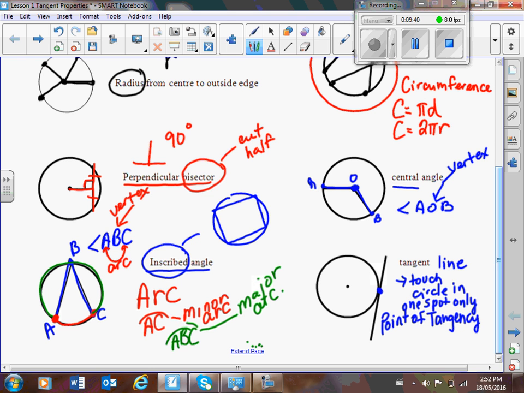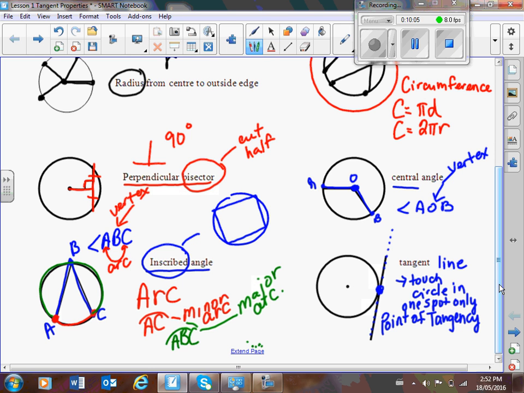What you should see is that this line here touches this circle just in this one spot here. That's my point of tangency. And we're going to learn a bunch of different theorems that go with tangent lines and circles, but we just need to understand what a tangent line looks like.